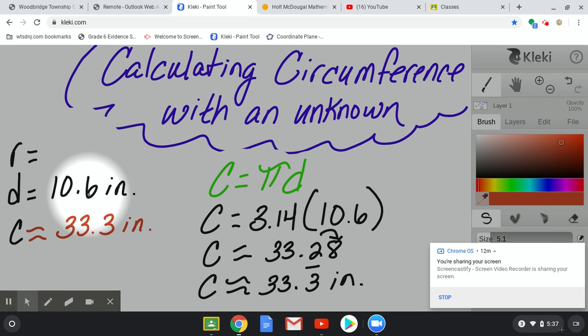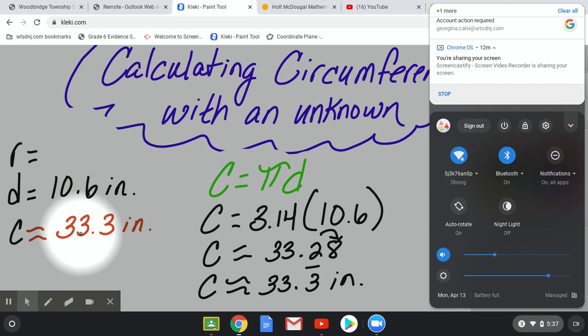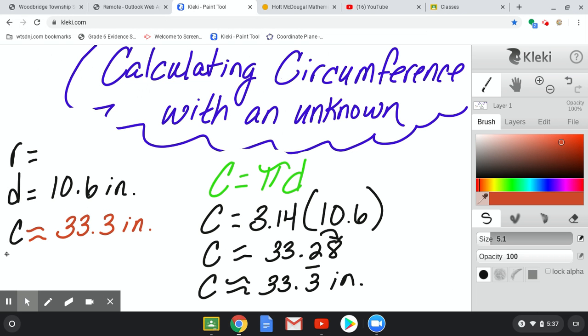And you guys know that the radius is half the diameter. So we're just going to cut 10.6 inches in half. And when we do that, we would get 5.3 inches. Now, because we are rounding, sometimes these may be off a tenth, but that is okay. So for example, if I cut 10.6 in half, I would get 5.3. But if you round it a slightly different, you might be off here or there.